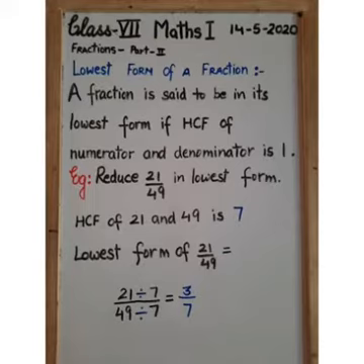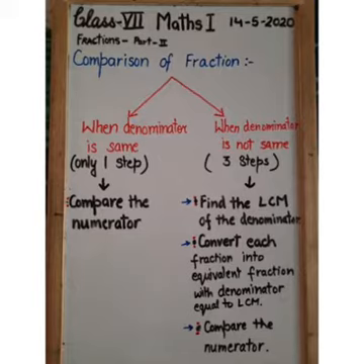Coming to the next part, comparison of fractions. While comparing fractions, we will come across two conditions. The first is when the denominator is the same for both fractions. The second condition is when the denominator is not the same for both fractions. Stating the first condition, when denominators are the same, we only need to compare the numerators to find which fraction is greater or smaller. Second condition, when denominators are not the same, we have 3 steps.